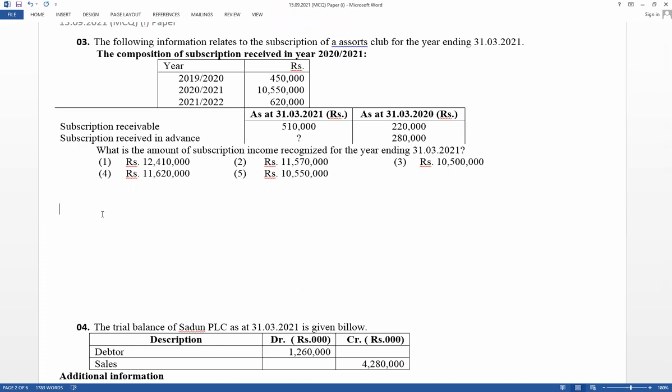Main income is subscription. Therefore, you have to know how to recognize life membership fee as well as normal membership fee. Life membership fee total value cannot be considered as income. Based on the policy of the sport club, part of the value should be considered as income. The balance part should be included separately under accumulated fund. Right now, think about question number three. Given the following information related to subscription for the accounting period ending 31st March 2021, and given the composition of subscription received in year 2020 and 21.